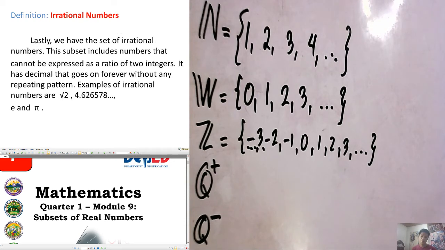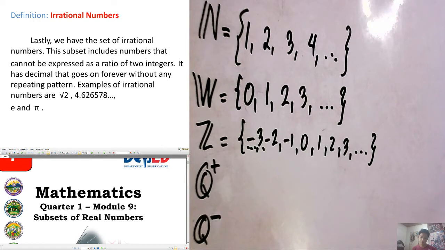This subset includes numbers that cannot be expressed as a ratio of two integers. Ibig sabihin, these numbers are decimals with no repeating patterns. For example, pi, the Euler number, and the square root of 2, and others. So those are the examples of these.